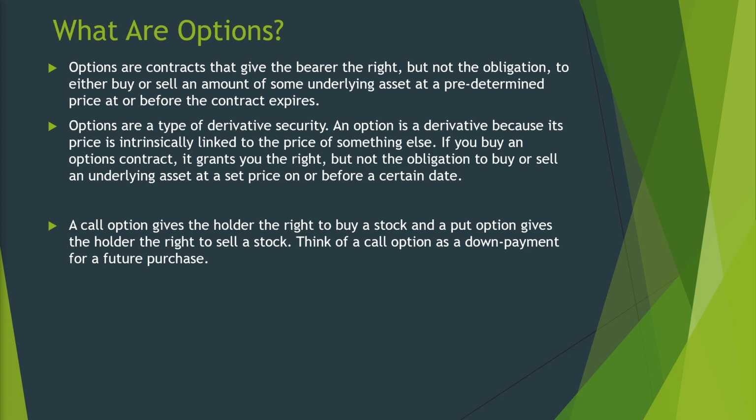If you buy an options contract, it grants you the right but not the obligation to buy or sell an underlying asset at a set price on or before a certain date. So if you buy a call option, it gives the holder the right to buy a stock. And if you buy a put option, it gives the holder the right to sell a stock. We can think of a call option as a down payment for a future purchase.